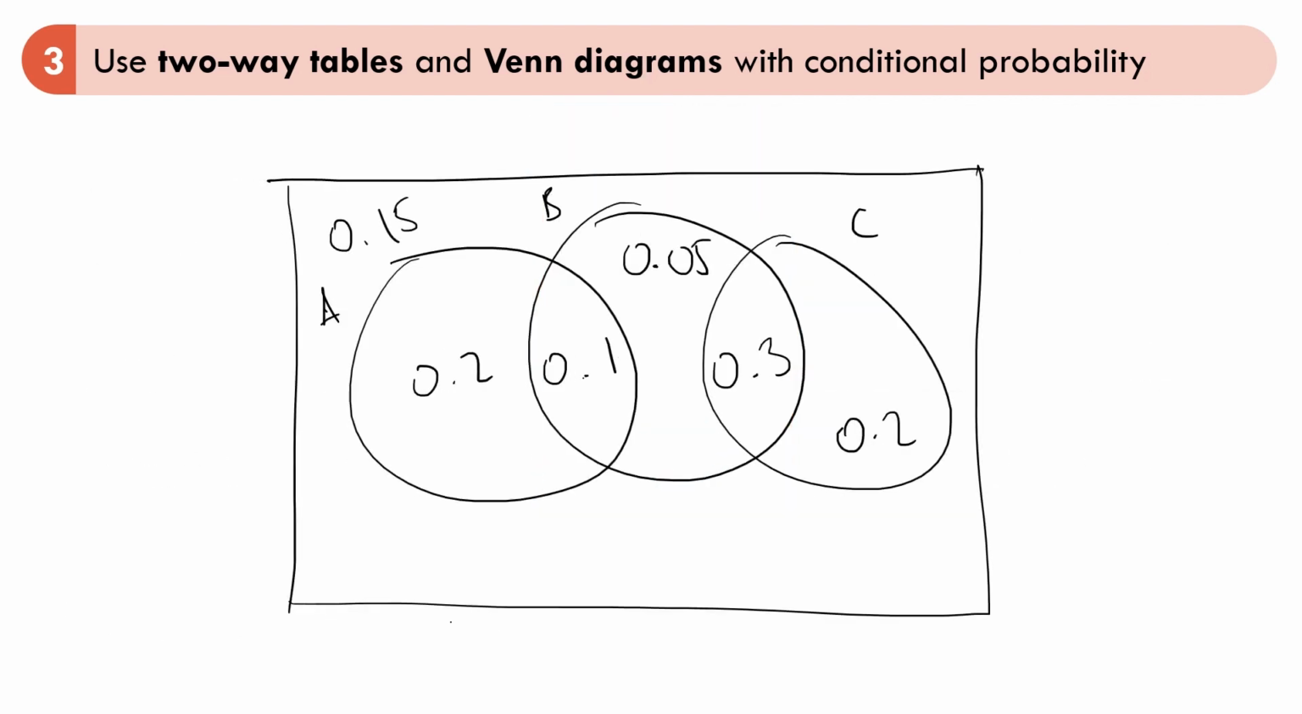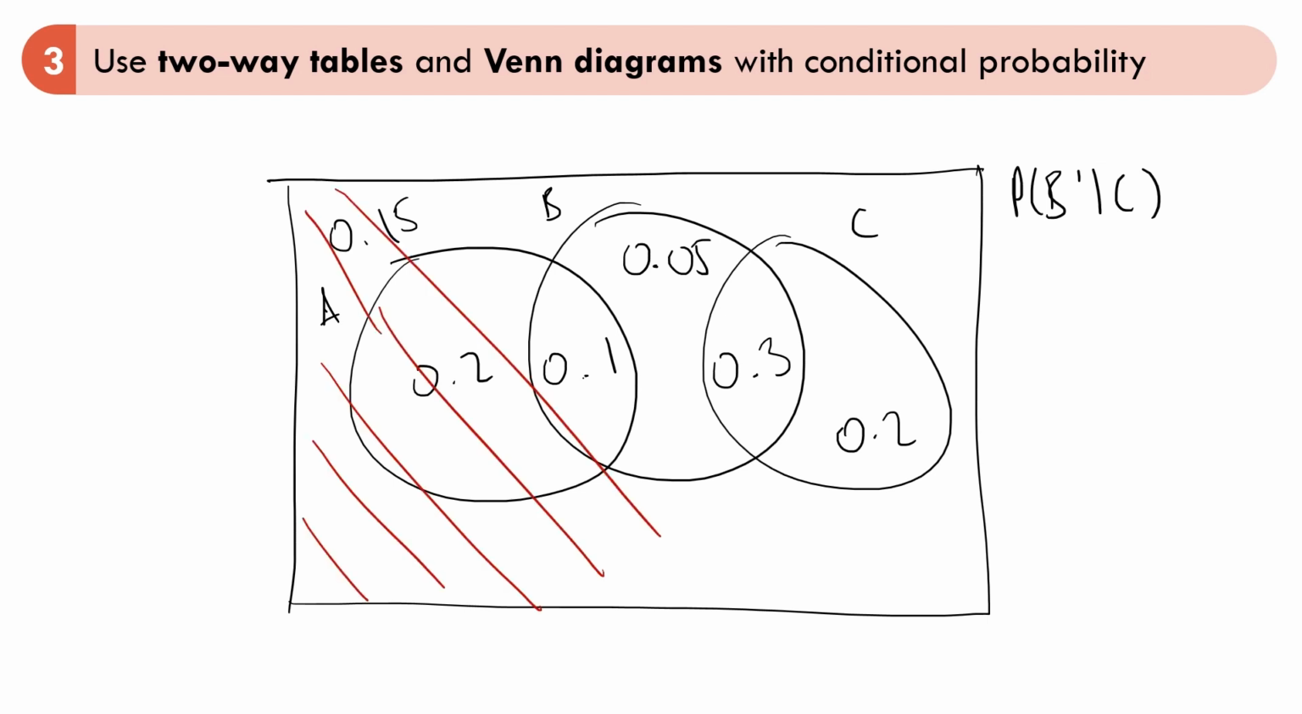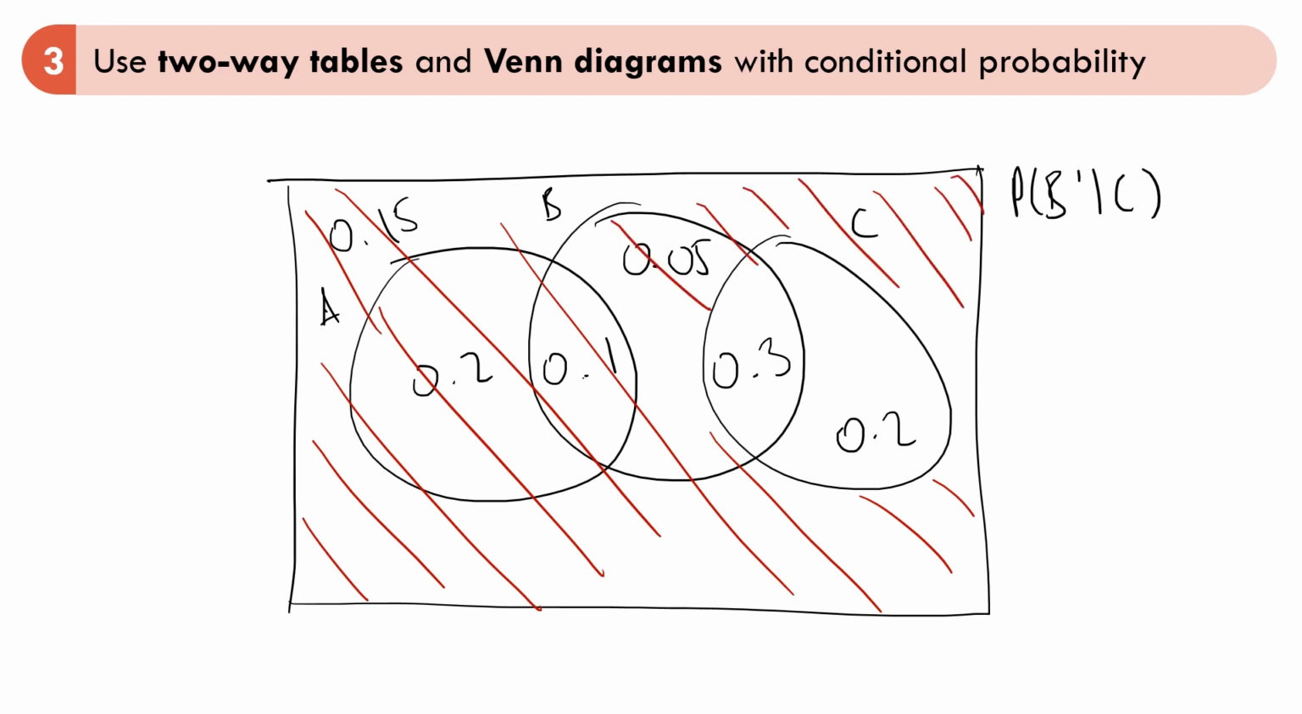We can do a similar sort of thing with Venn diagrams. Let's say we're looking for the probability of not B given C. First of all, we know that we're given C, so we have to restrict the sample space to just C. We're ignoring everything outside of C. And now we're asked to find the probability of not B given C. So out of 0.3 and 0.2, 0.2 is outside of B. So we can see that this probability is equal to 0.2 out of the entire circle C, so over 0.3 plus 0.2, which is 0.5, and this is equal to 2/5.